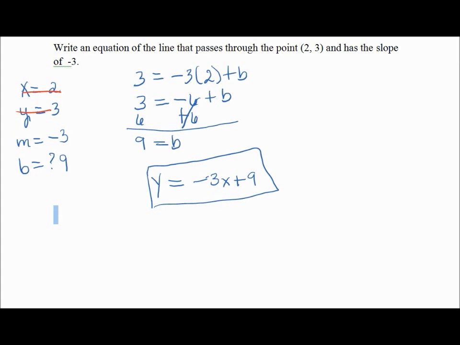I hope that this video has been of some use to you. Please make sure you check out the second part of this video. We're still writing equations of lines in slope-intercept form, but in the second part of the video we are given 2 points. We're not given the slope, we're only given 2 points, and I'm showing you how to write equations of a line using just those 2 points.